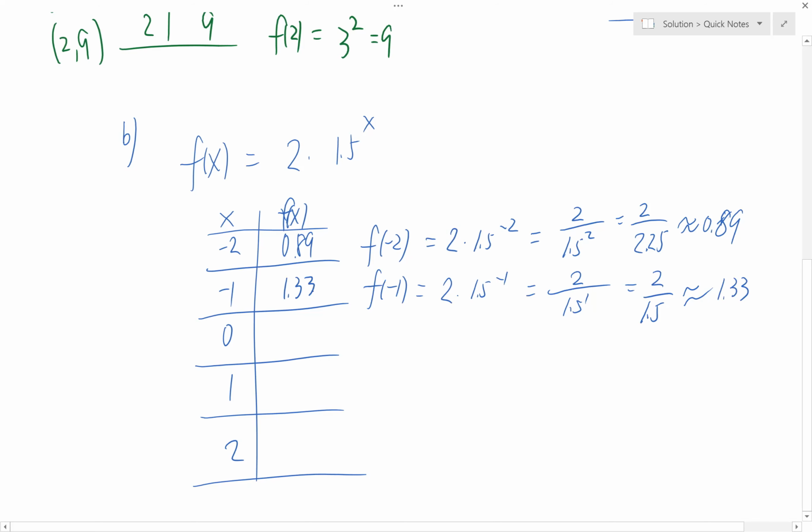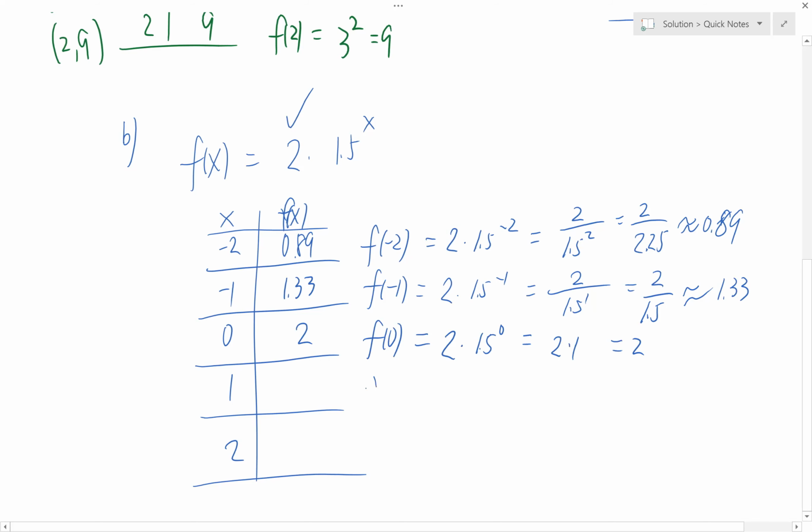And then the third order pair, f of 0. So now it's 2 times 1.5 to the 0 power. Any number raised to 0 power is 1. So it's 2 times 1. That becomes 2. Notice that now the intercept changes. The y-intercept changes to 2 because of this coefficient.